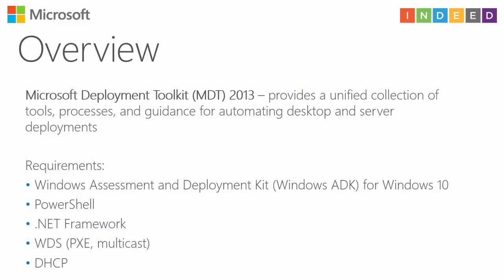About requirements. I will explain a bit later why you need to install ADK, but trust me, you need to install Windows ADK for Windows 10 if you want to install Windows 10. You need to have PowerShell and .NET Framework on your MDT server. Also, MDT supports operating system installation over the network. If you want to install over the network, you need to configure WDS for PXE and multicast support, and you need to have DHCP. I hope all of you know what DHCP and WDS are.